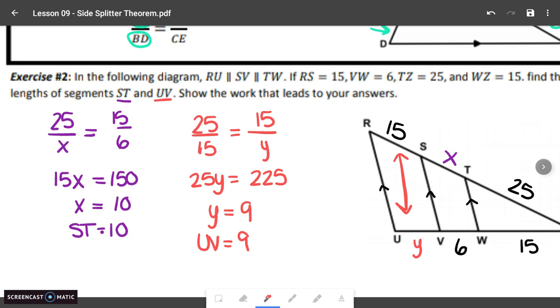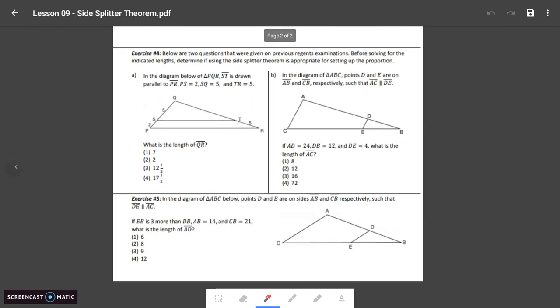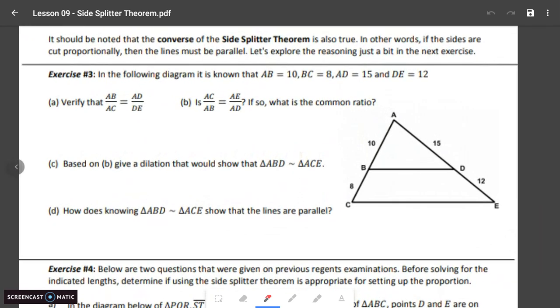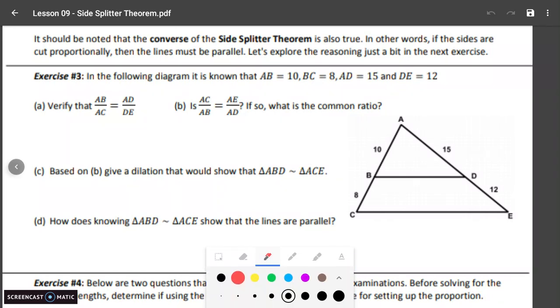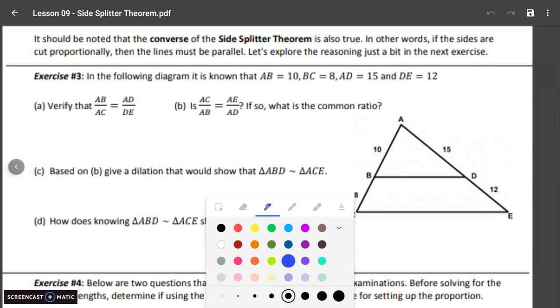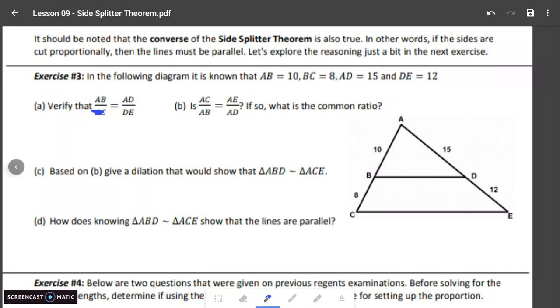So we can use any portion of the side splitter as long as the lines are parallel and we know they've been split in that proportion, it is okay. Basically, what we should also know is that the converse of the side splitter theorem is also true, meaning that if we're setting up proportions, then we can justify that the lines have to be parallel. One thing I want you to look out for right in the beginning, though, is there is a typo, number 3. Change that bottom left fraction to BC.